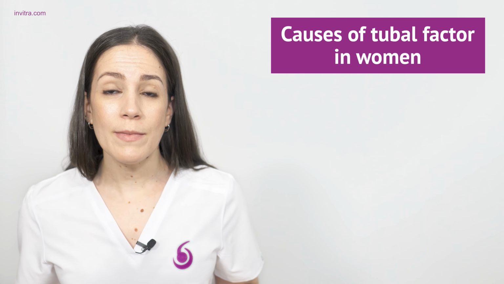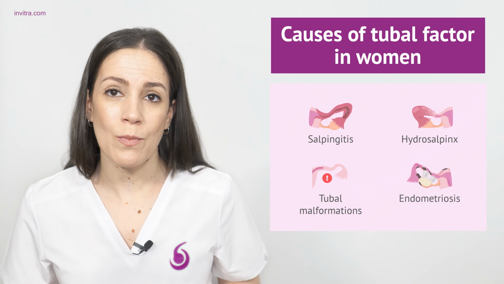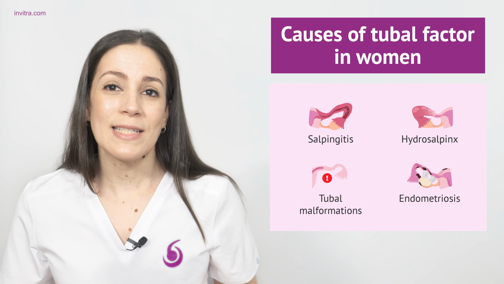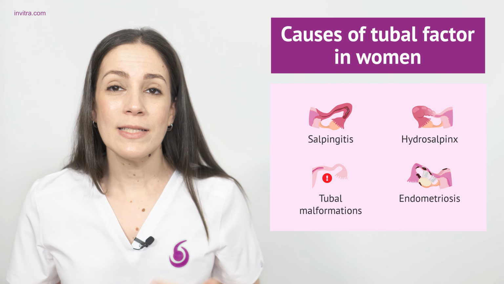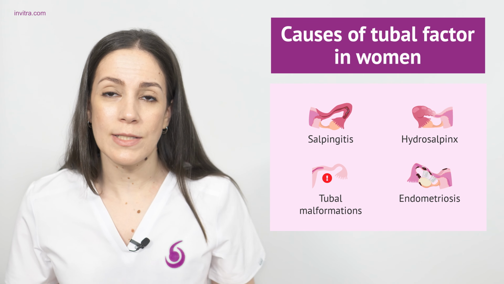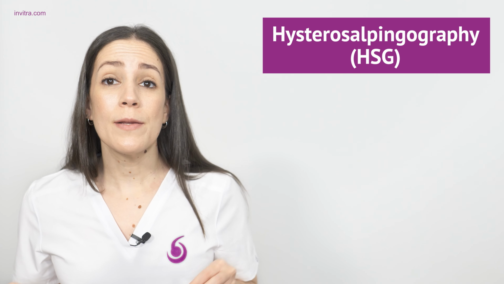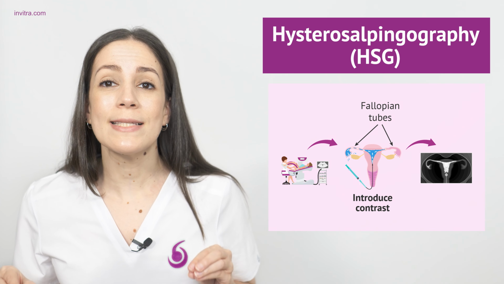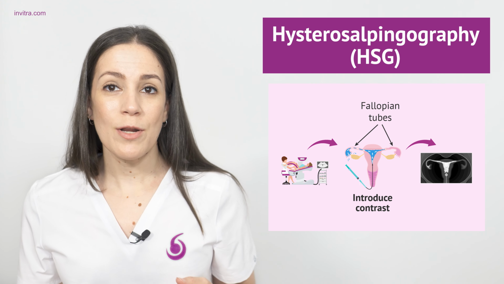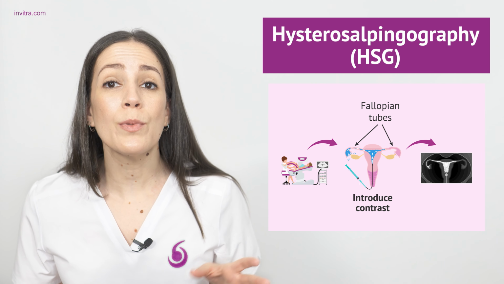This happens especially when there is a blockage in both tubes, as can occur in cases of salpingitis, malformations, hydrosalpinges, or even endometriosis, among others. In order to diagnose a tubal problem, a hysterosalpingography is usually carried out. This test allows us to assess whether the fallopian tubes are permeable.